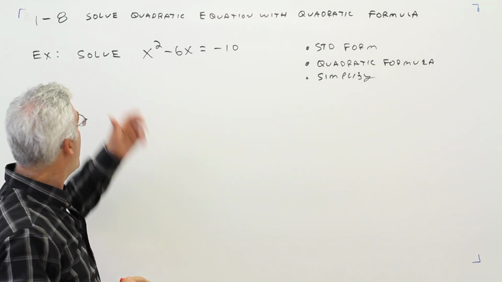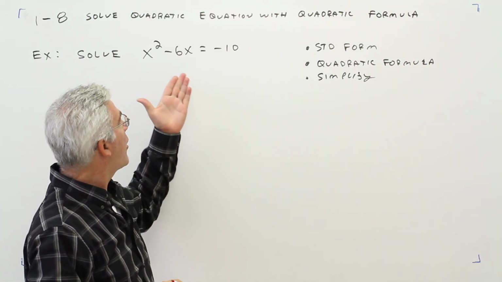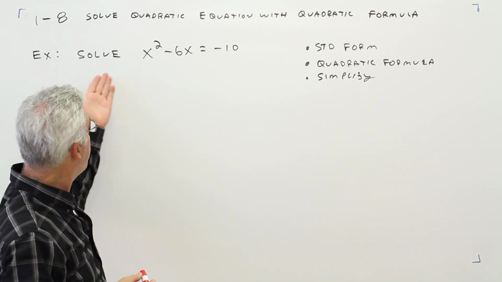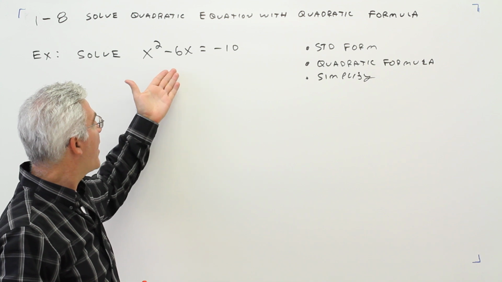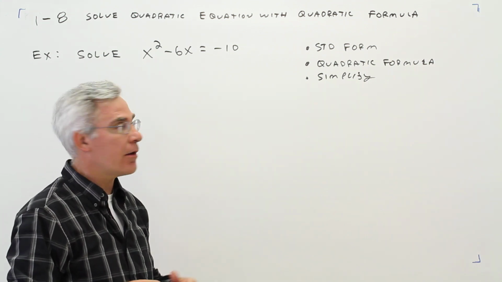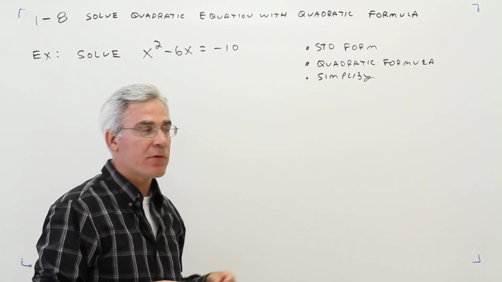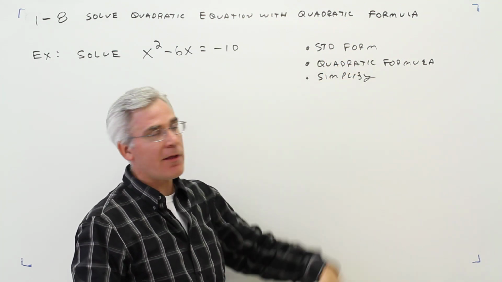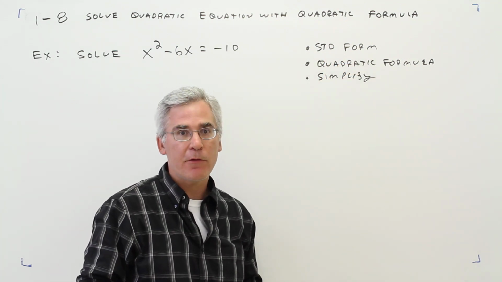Welcome to video 1-8. Solve a quadratic equation with the quadratic formula. Here's our example. Solve x squared minus 6x equals negative 10. Three basic steps. Put in standard form, apply the quadratic formula, and simplify like always.